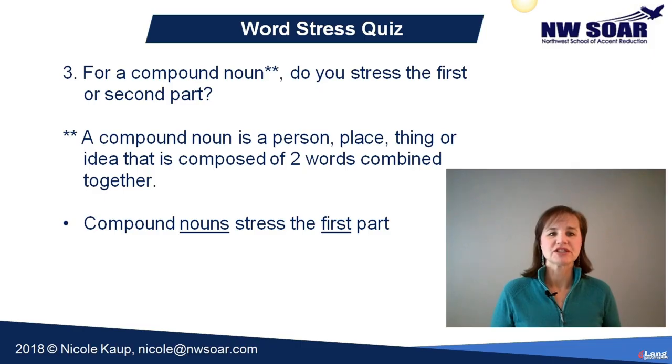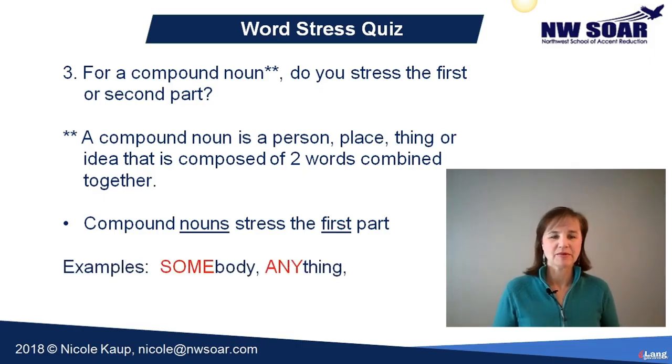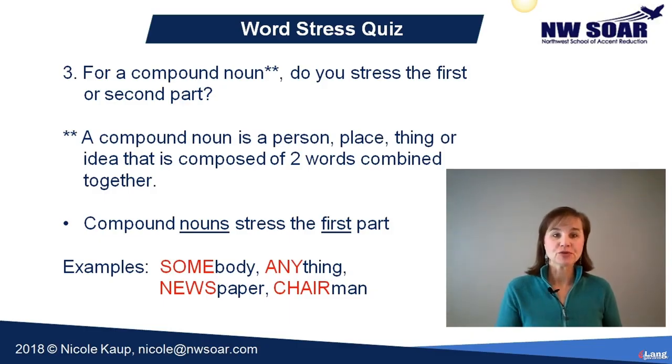Compound nouns stress the first part. For example, somebody, anything, newspaper, chairman. You'll notice the first part of each of those, the red part, is the part that's said loudest and longest.